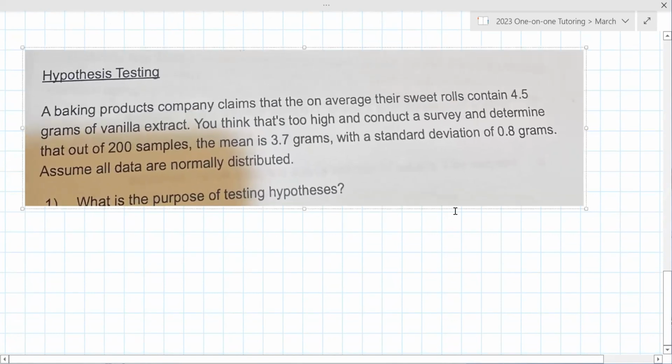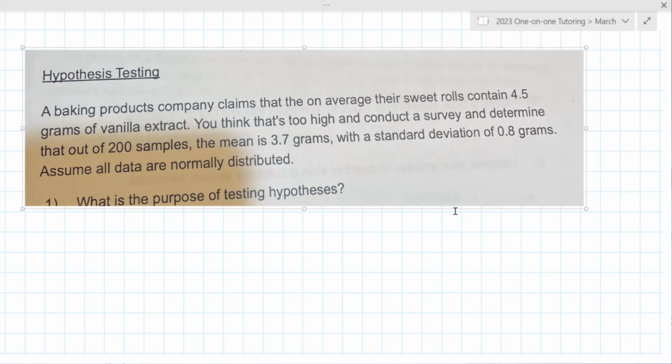All right. A baking products company claims that on average, their sweet rolls contain 4.5 grams of vanilla extract. Wow, that sounds like a lot. You think that's too high, and conduct a survey and determine that out of 200 samples, the mean is 3.7 grams. Even that sounds high, with a standard deviation of 0.8 grams. Assume all data are normally distributed.